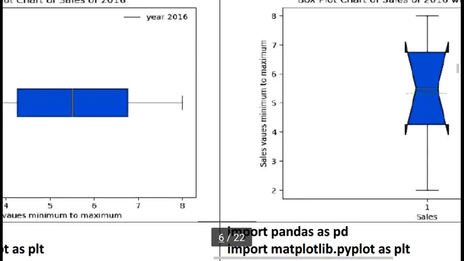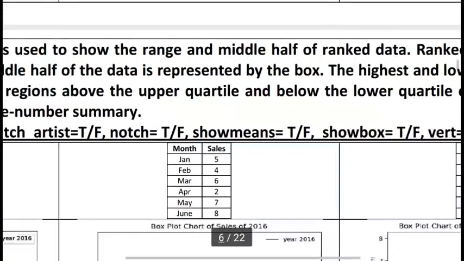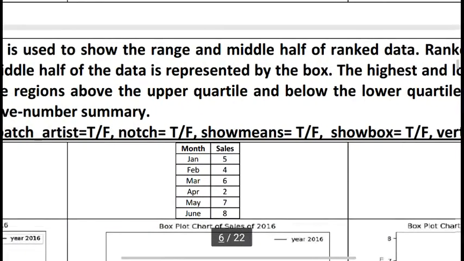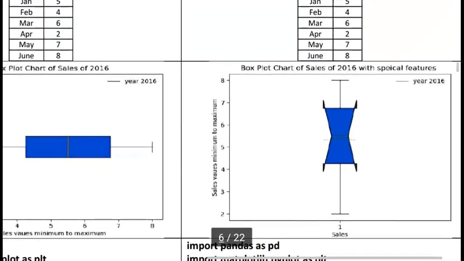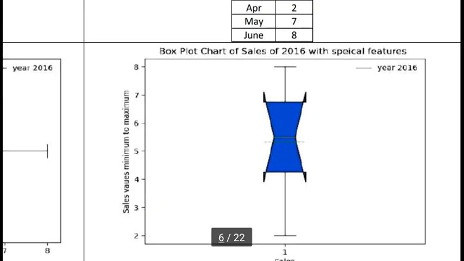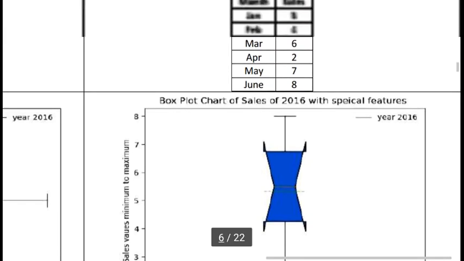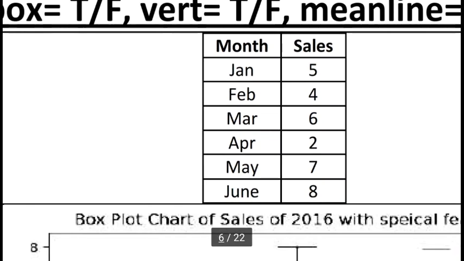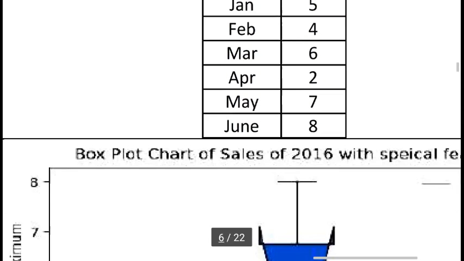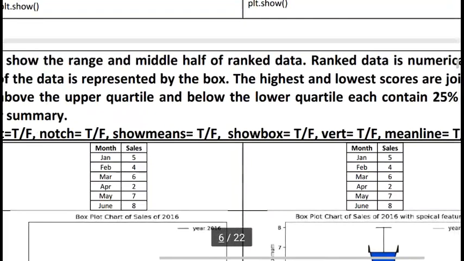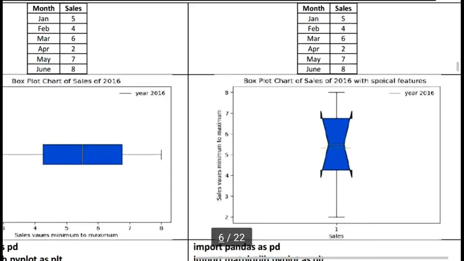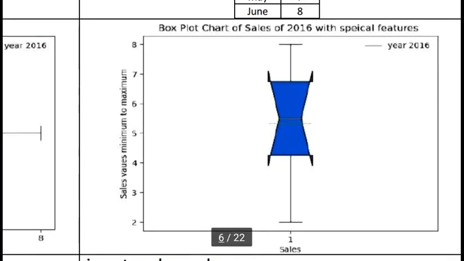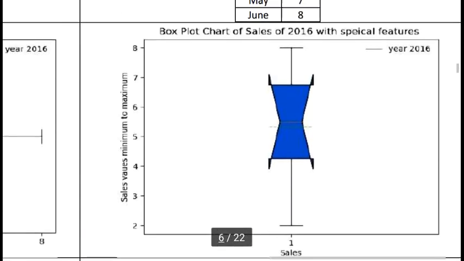Okay, but there are other parameters also: notch, show means, show box. So I am also using the remaining parameters. You can see this is also a box plot, but in a designing form and a more interesting form. So I am using the same example, monthly sales, and this is our data, because I want to use the remaining parameters to make the box plot more meaningful and more defined. Okay, so to create this chart we can use the remaining parameters.